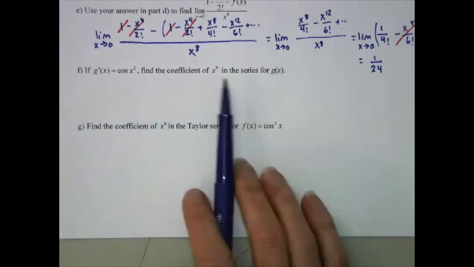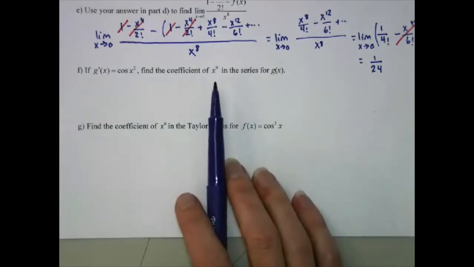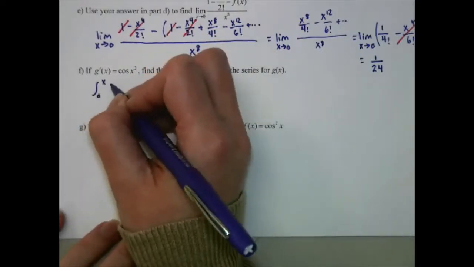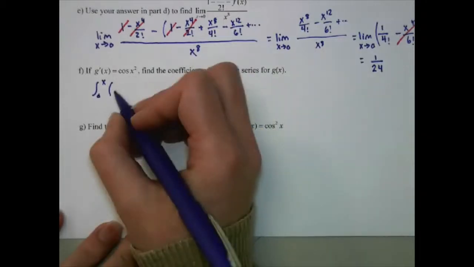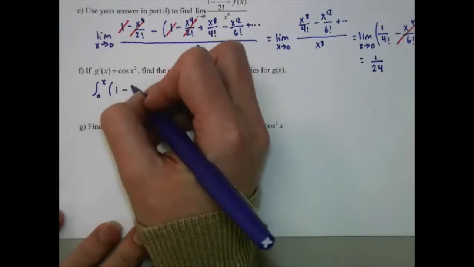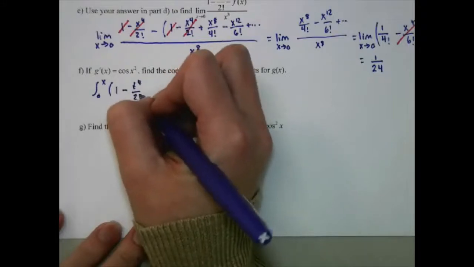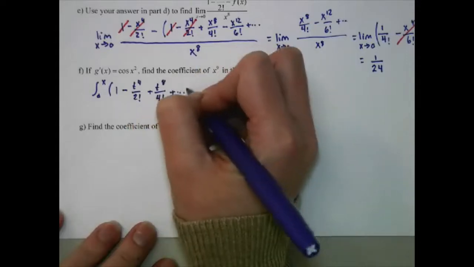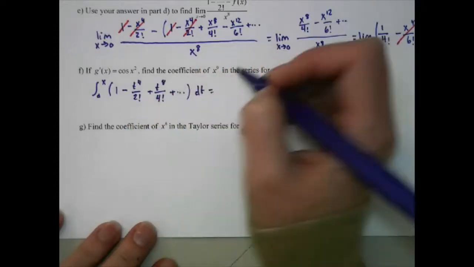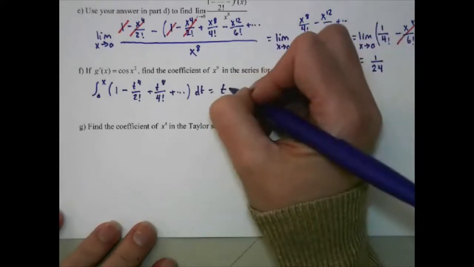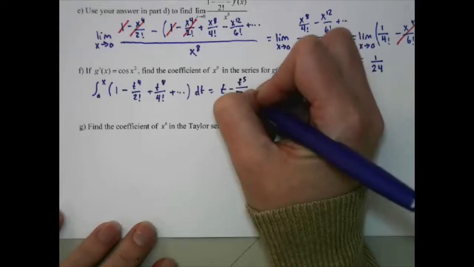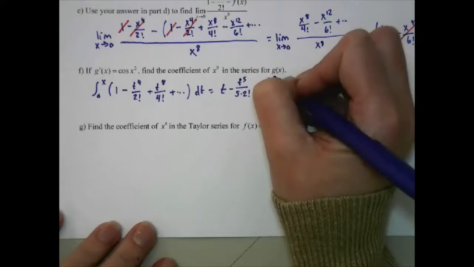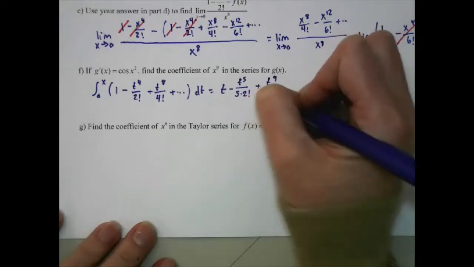Okay, so if g prime equals cosine x squared, find the coefficient for x to the 9th in the series for g of x. So we're going to look at the integral from 0 to x of g prime of t, which is going to be 1 minus t to the 4th over 2 factorial plus t to the 8th over 4 factorial. And integrate, so that's going to be t minus t to the 5th over 5 times 2 factorial plus t to the 9th over 9 times 4 factorial.